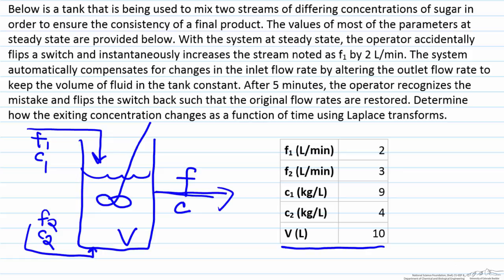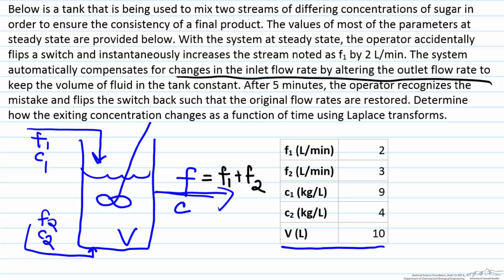To start with, we'll develop a mathematical model for this process. An important point to note here is that changes in the inlet flow rate are automatically compensated by altering the outlet flow rate. In other words, a total mass balance is conserved, so F will always equal F1 plus F2.